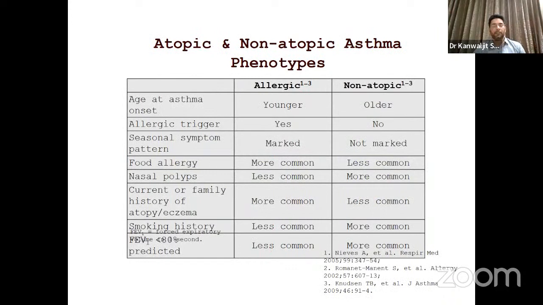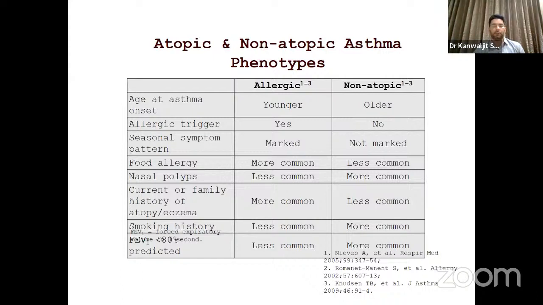So this is a chart showing differences between allergic and non-allergic individuals. In allergic individuals, age of onset is younger than the non-allergic individuals. Allergic trigger is there in allergic patients. Seasonal symptoms are more marked than in non-allergic patients. Food allergy is also more common in allergic asthma patients. Nasal polyps are more common in non-allergic patients.